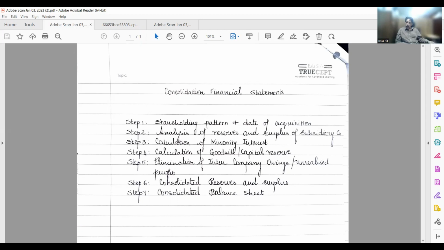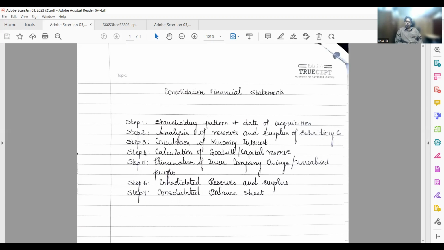Step number 2, I am supposed to analyze the reserves and surplus of B Limited. In our example, B is a subsidiary company. I got to analyze the reserves and surplus of B Limited and then split that between the holding company and the minority shareholders in the ratio 9:1 in our example, 90% and 10%. Step number 3, I need this number for the balance sheet: I got to find out the amount of minority interest on the balance sheet date at the year end. That is step number 3, computation of minority interest.